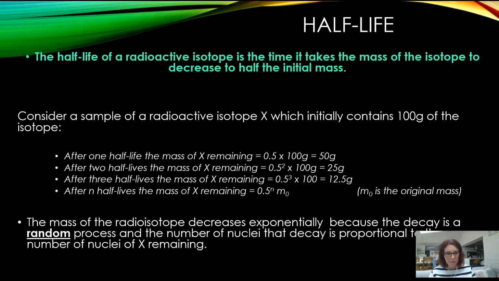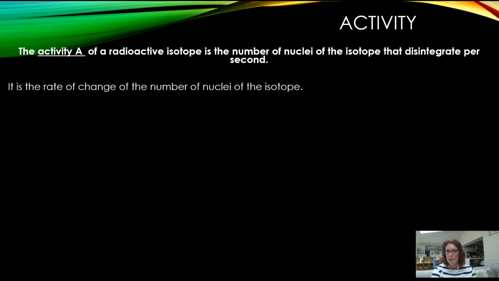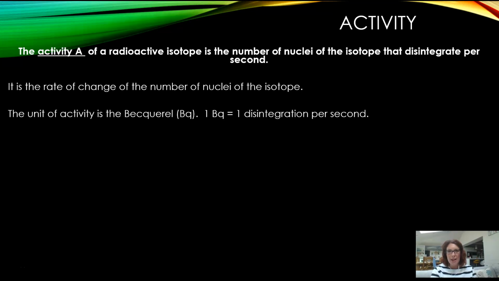That is it. So if we have a look at activity then, activity of a radioactive isotope is the number of nuclei of the isotope that disintegrate per second, i.e. how many bits of radiation it is giving out in a second. It's the rate of change of the number of nuclei in the isotope. It's named after a scientist called Becquerel, big B, little q for the unit. So 1 becquerel is 1 disintegration per second, or 1 bit of radiation being given out per second.